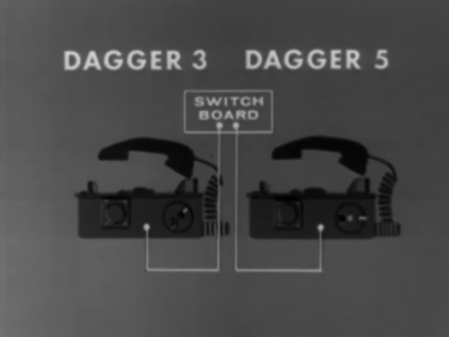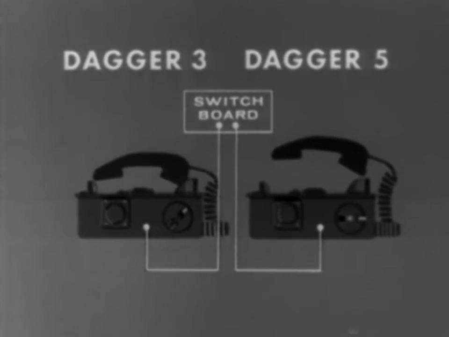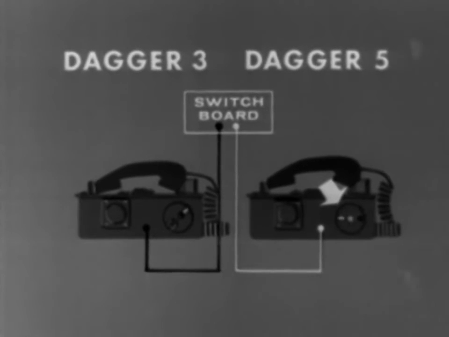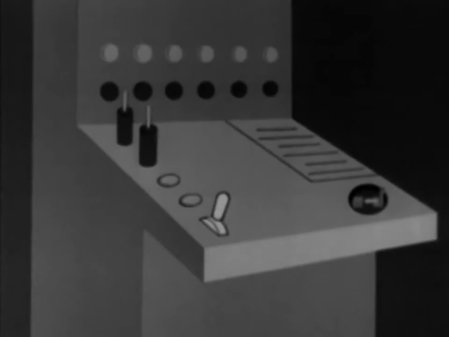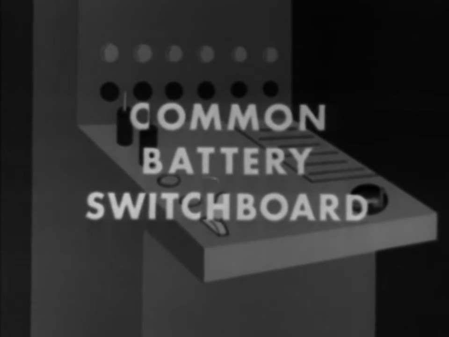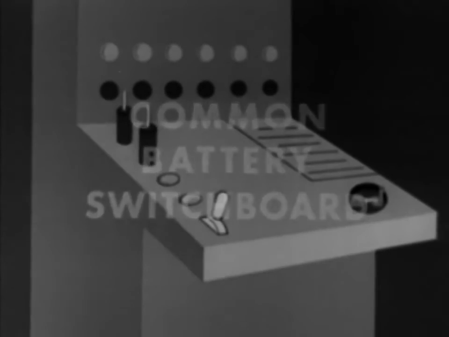Note that with this local battery switchboard, Dagger 5 had to call the operator with his own hand generator. When the conversation is finished, he must again signal the operator to disconnect. We can facilitate the handling of calls even further by using a common battery switchboard. This system provides for automatic rather than manual signaling, eliminates local batteries, and provides faster service through more efficient operation.